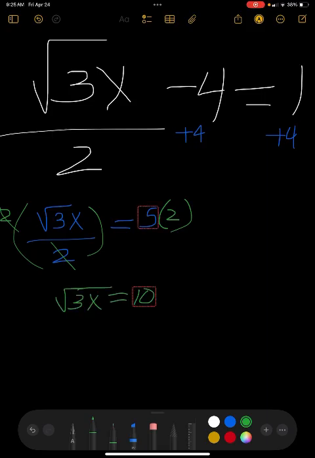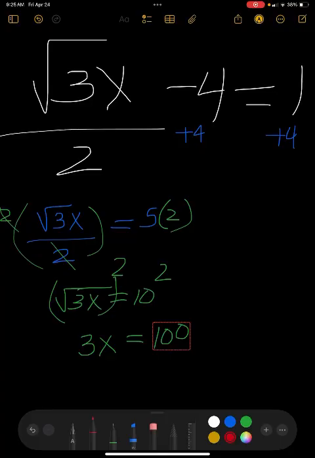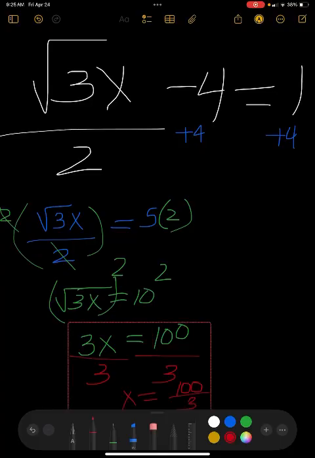And now we deal with that radical, so we're going to square both sides. So we get 3x equals 100, and then we divide by 3. So we get x equals 100 thirds. All right, and now we can just plug that back in and make sure it works. Make sure it's not an extraneous solution.